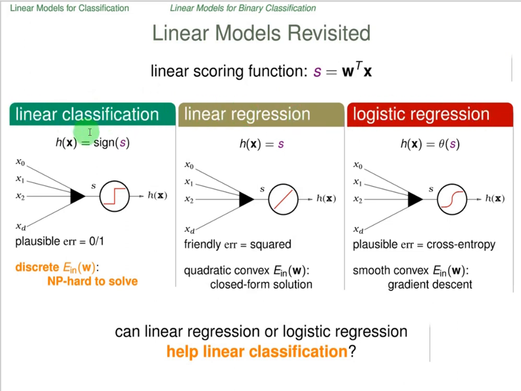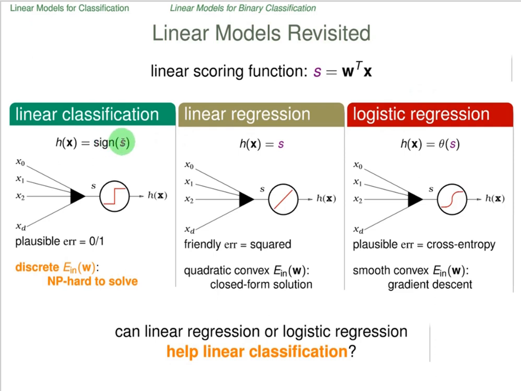We have studied all these linear models so far. Here, the linear score is defined as a weighted combination of input features. These are the input features, and this is the sum, the linear score. And then the final output, or the decision, depends on the type of the function that is used on top of the linear scoring function.